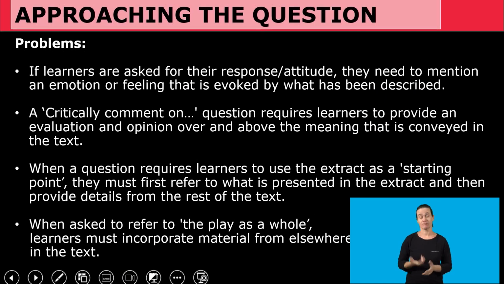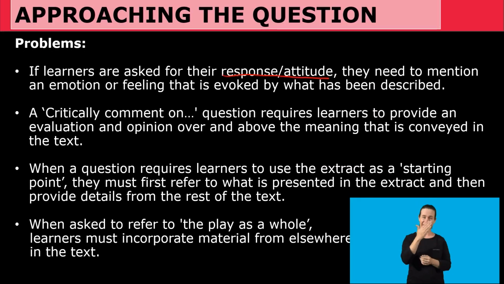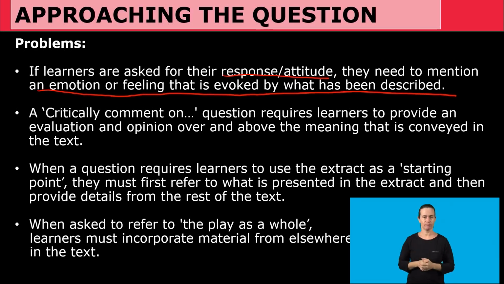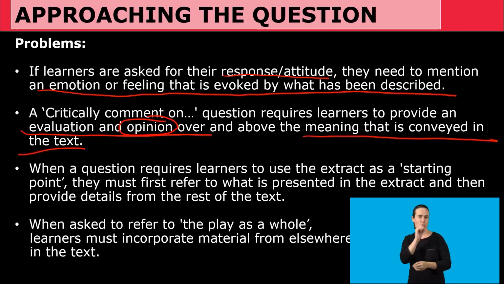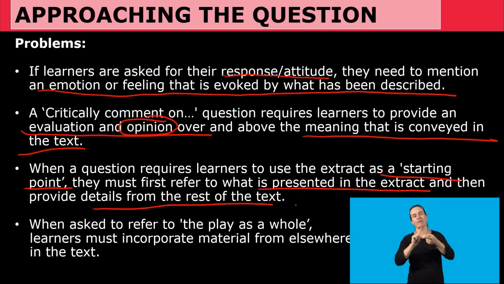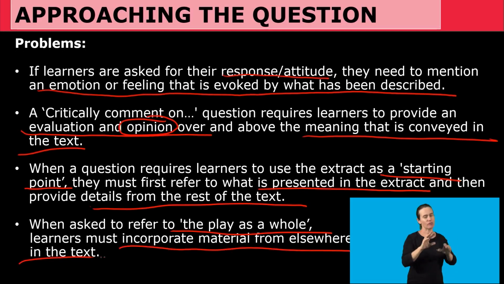If learners are asked for their response or their attitude, they need to mention an emotional feeling that is evoked by what has been described and then explain it. A critically comment on question requires learners to provide an evaluation and an opinion over and above the meaning that is conveyed in the text. When a question requires learners to use the extract as a starting point, they must first refer to what is presented in the extract and then provide details from the rest of the text. When asked to refer to the play as a whole, learners must incorporate material from elsewhere in the text.